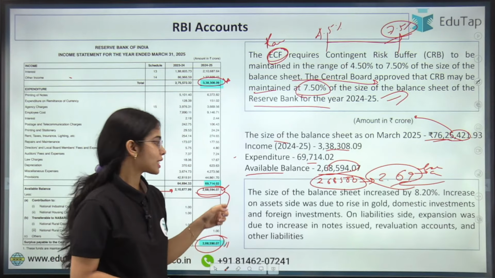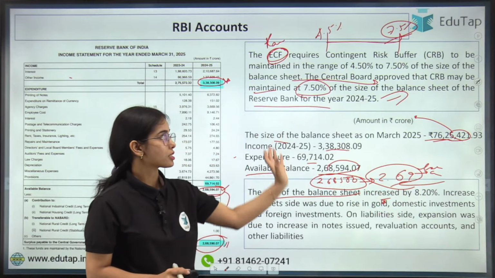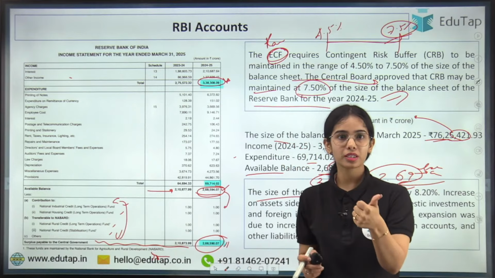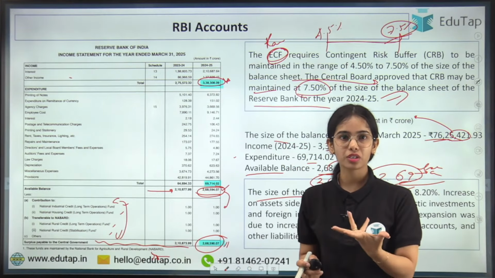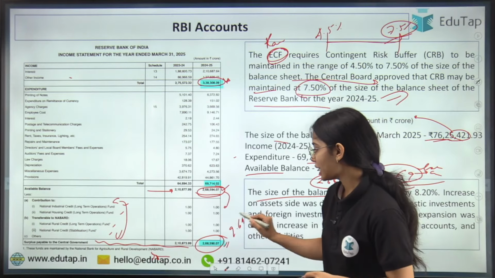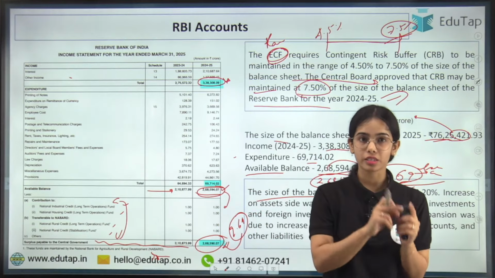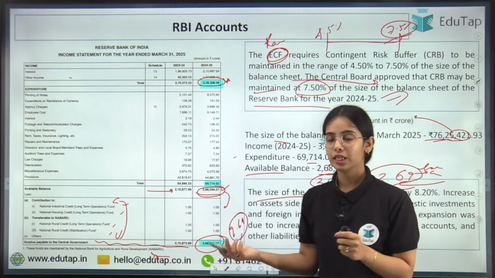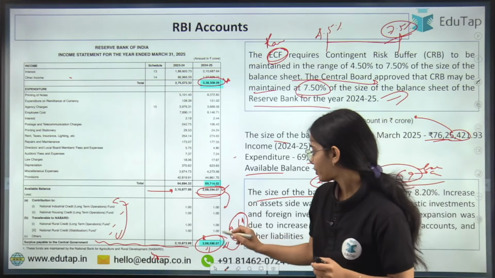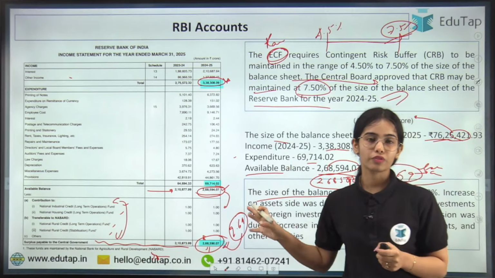Now the size of the balance sheet has increased by 8.2% year on year. So this is the idea. Basically, you don't have to remember the income or the expenditure of the Reserve Bank of India. Just remember that 2.69 lakh crore of surplus transfer has been done by the Reserve Bank of India to the Government of India. That is 2,68,590 crores of the surplus transfer.